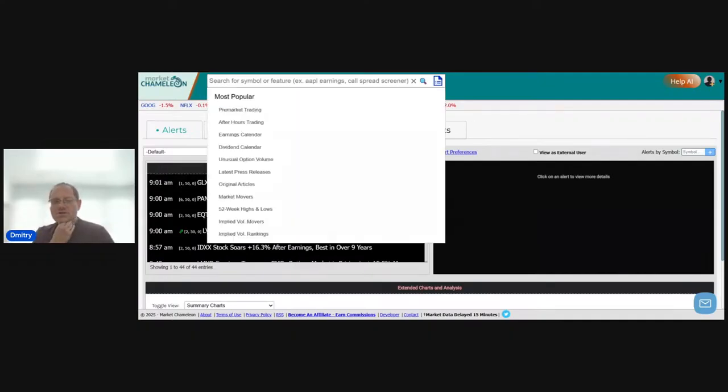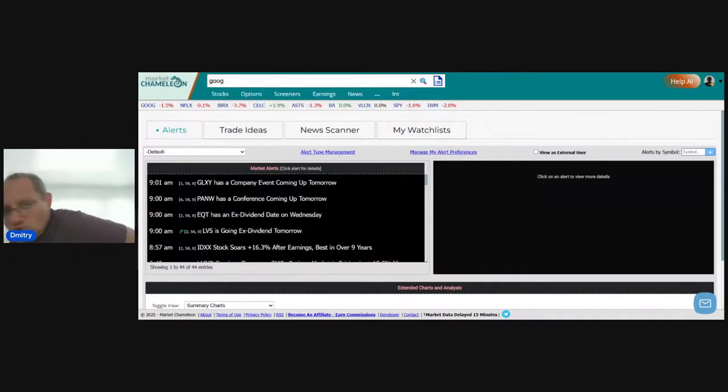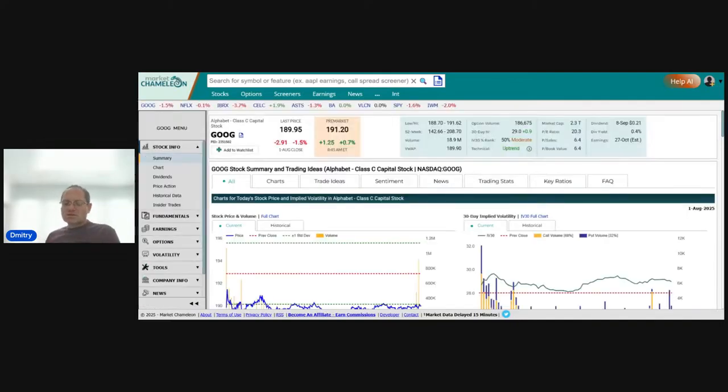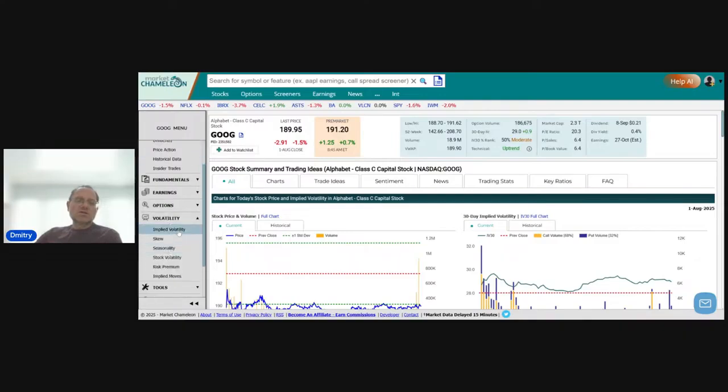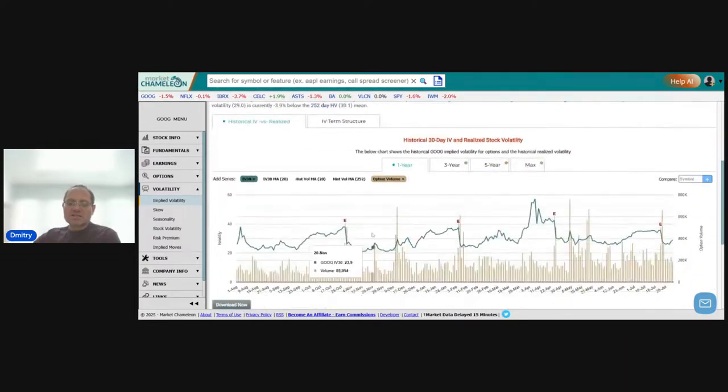Let's take a stock symbol, say Google, for example. We'll type in Google, and we're going to go to an implied volatility chart, but the thing we want to discuss is what this means. How do we get the implied volatility and how do we use it? On the left-hand side there's a menu. Let's click on volatility. We're going to bring up an implied volatility chart, and then we get this slide that shows us a historical implied volatility.